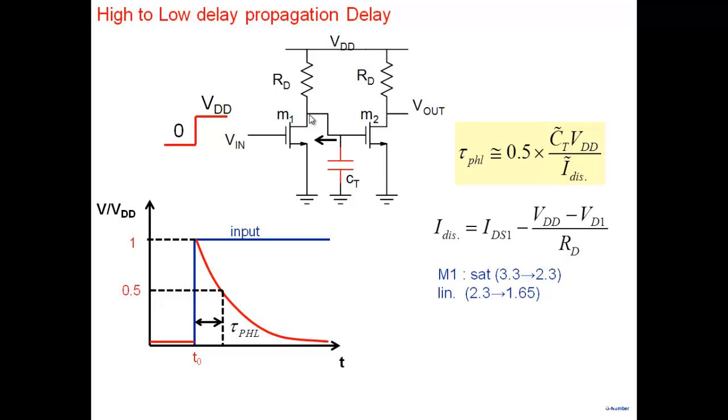And what is VD sat for us? If this is 3.3, saturation voltage is gate voltage minus the threshold voltage. Threshold voltage for us is 1 volt. So if this is 3.3, the saturation voltage is 2.3 volt, 3.3 minus 1. It will remain in saturation region as this node discharges from 3.3 to 2.3. The moment the node voltage falls below 2.3, it goes into linear region. And from 2.3 to 1.65, because we are talking about half of VDD here, it remains in linear region.